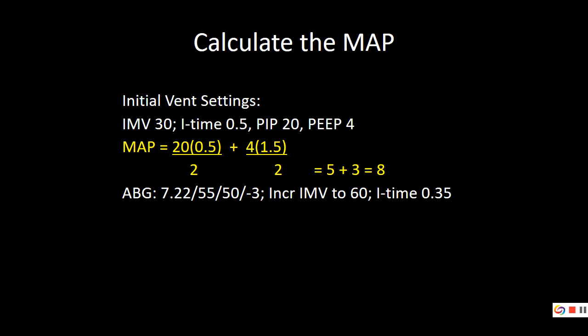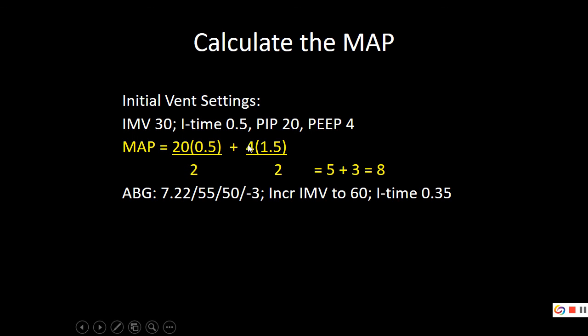Okay, some more scenarios to go through. In this case, we have our same initial settings, and we calculated our MAP, which is still 8. In this case, our CO2 was 55, and we decided we're going to increase the ventilator rate to try to drive down the carbon dioxide level. My question is, what is that going to do to the MAP? Now, remember we talked about when you get higher rates, you need to drop your inspiratory time, or you're going to get inadvertent mean airway pressure. So what happens in this case?